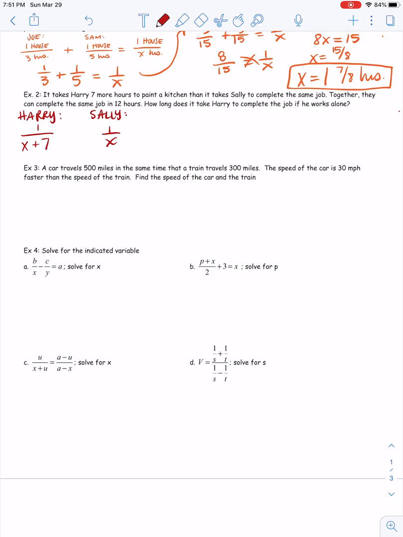Then it tells us together they can complete the same job in 12 hours. So that means adding these two things together gives us that one kitchen in 12 hours. And there we go, a fraction plus a fraction equals another fraction: 1 over x plus 7 plus 1 over x equals 1 over 12.